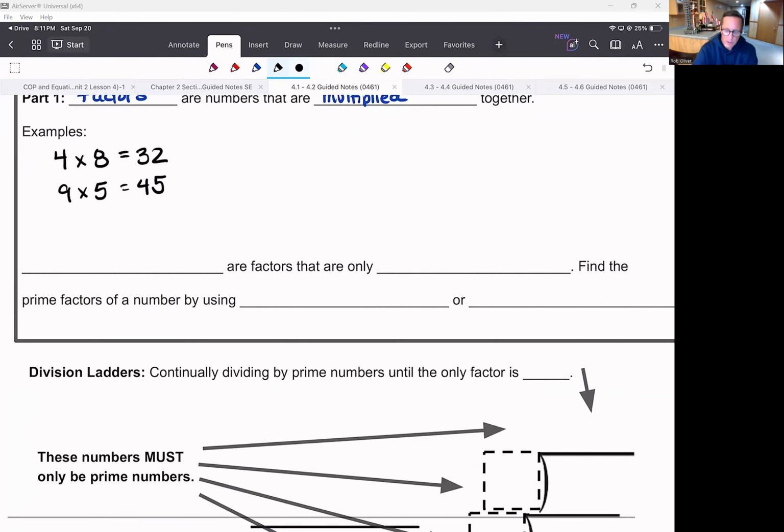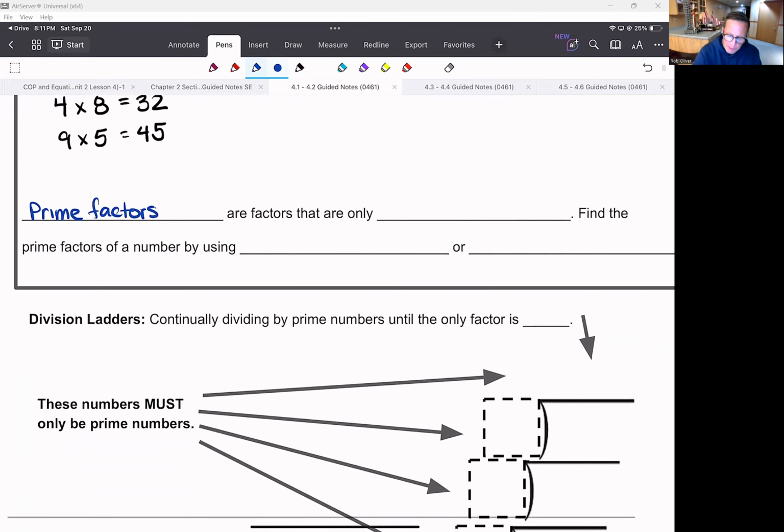All right. Now that leads into this, which are prime factors. All right. Prime factors are factors that are only prime numbers. Almost sounds self-explanatory.